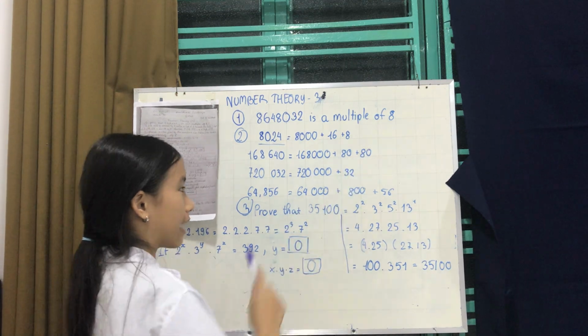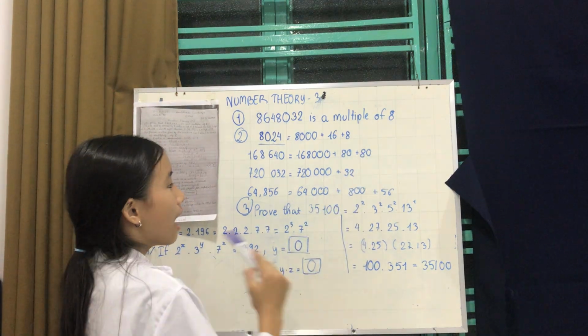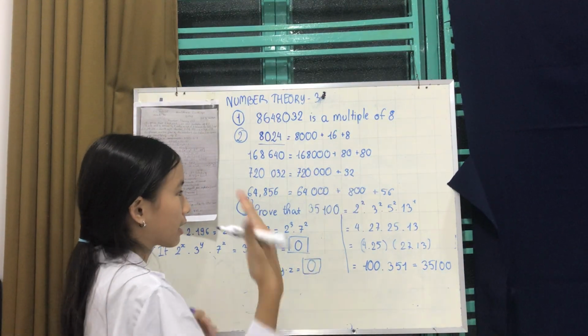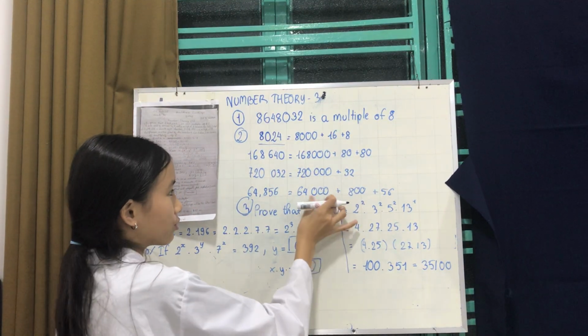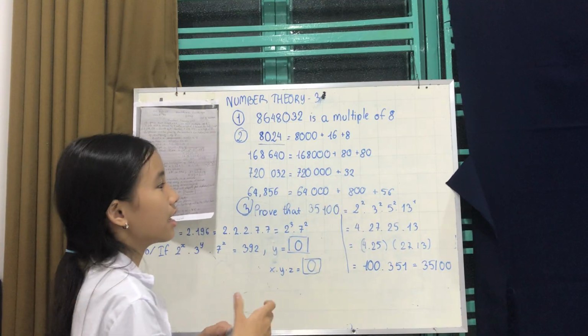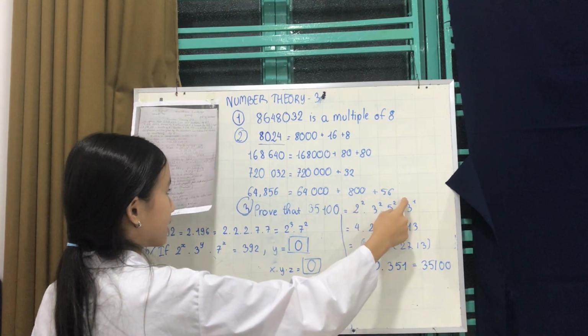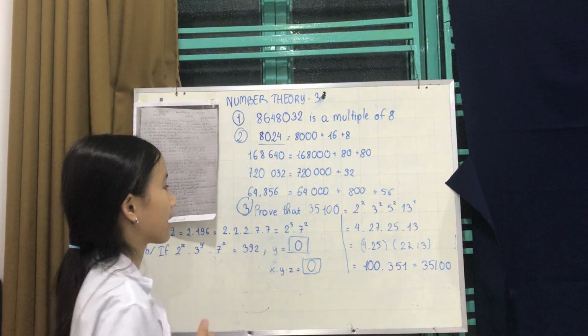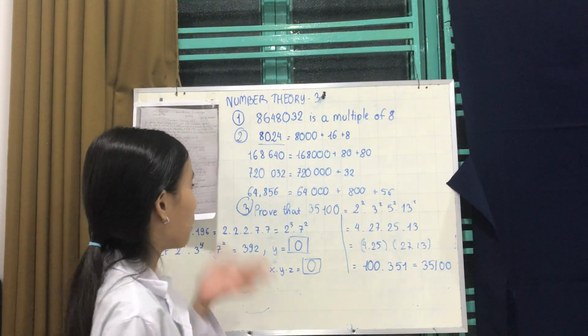64,000 is a multiple of 8 because 64 can be divided by 8 to make 8, and with the trailing zeros we have 8,000. And then we have 800 plus 56, which makes 64,856.